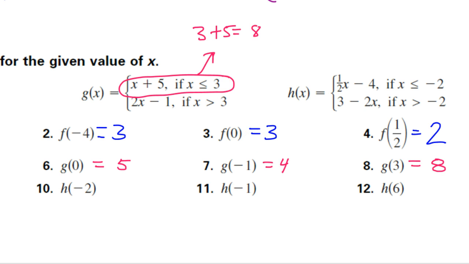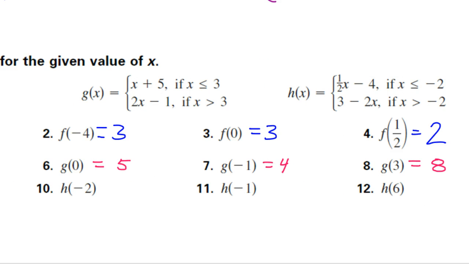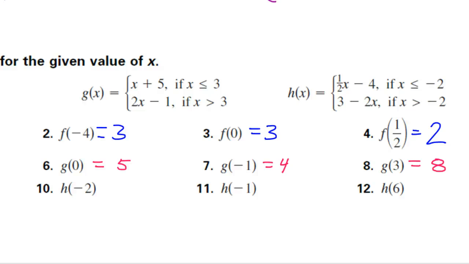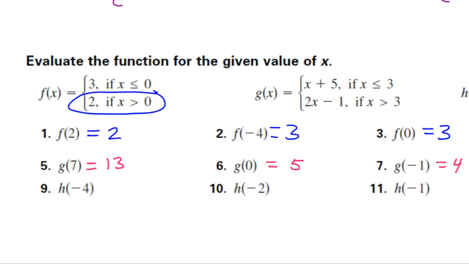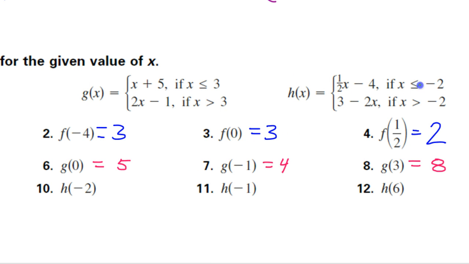All right, I'm going to switch colors for the final function. Now we're doing function h. And for the first problem, we're going to do h at -4. So let's see. I'm going to use green. So -4, right? Is -4 less than or equal to -2? Yes, it is. -4 is less than -2. So that means we'll be doing the top function.